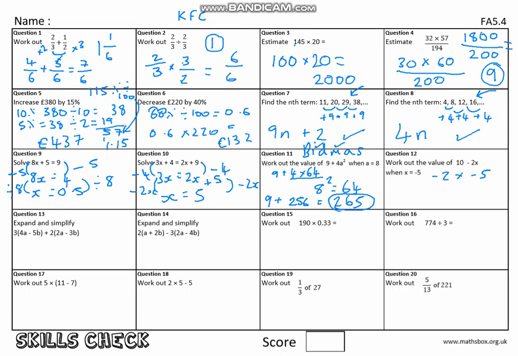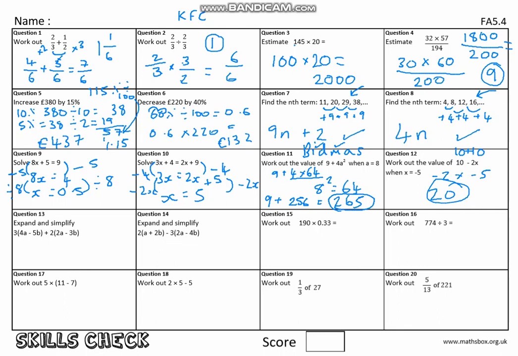So 2 times 5 is 10, and I'm working with two negatives, so that makes a positive. So I know that that equals positive 10. So now I've got just 10 plus 10. So my answer is 20 for that one, okay?